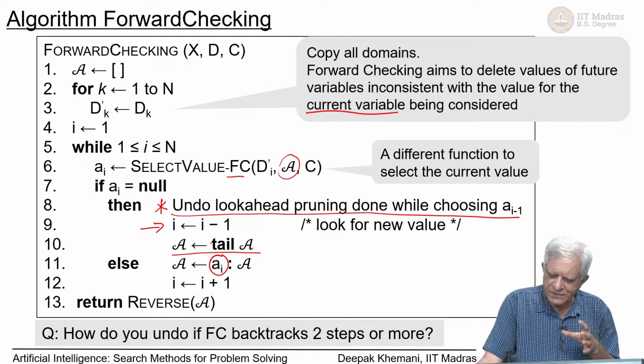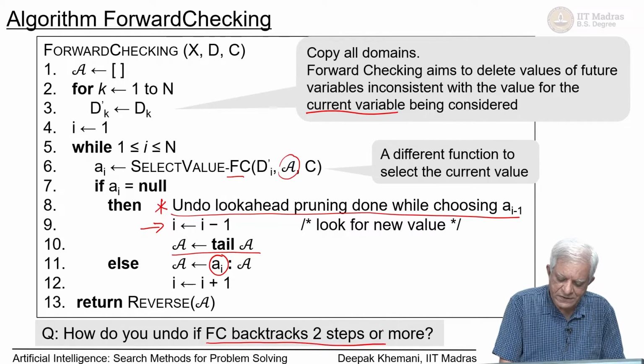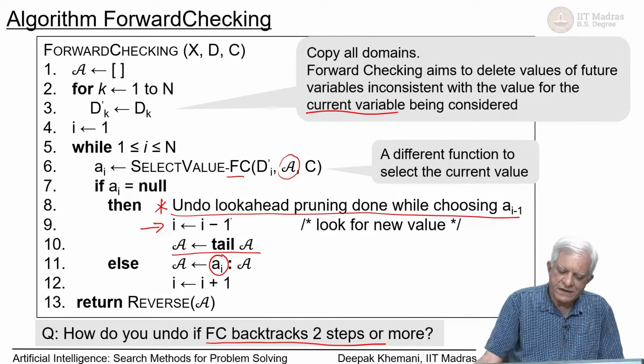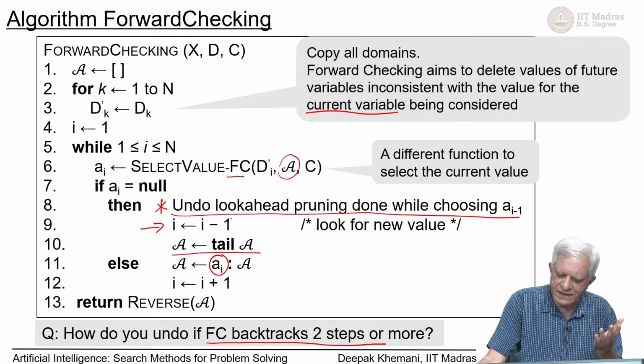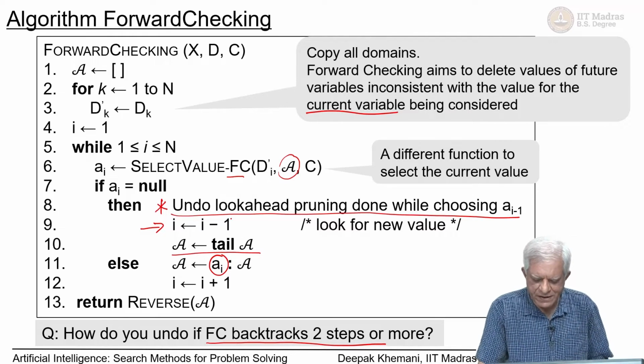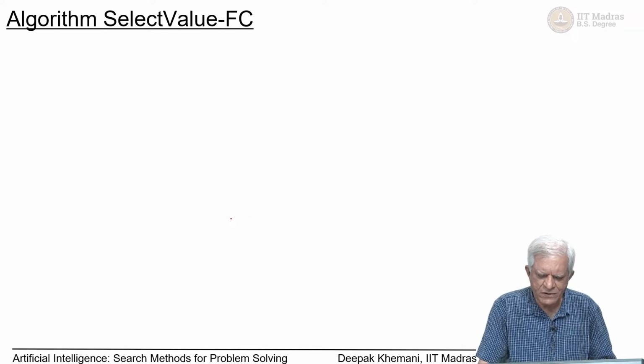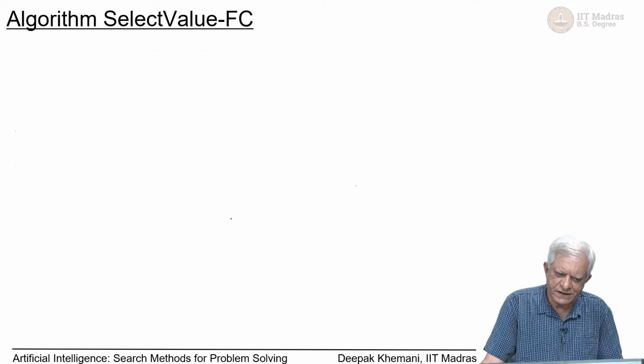One question that you should think about while we are doing this, because I said this at the beginning also, is how many copies of domains do you need to make? It is a matter of implementation, and we will not go into details, but the question is, what if forward checking backtracks 2 steps at a time? You are saying that i is equal to i minus 1, but if the value that you tried for that previous variable was the last value in that domain and nothing is left, then you will have to backtrack one more step. So, do you need to undo something else? Just think a little bit about that, and let us look at the select value forward checking function.